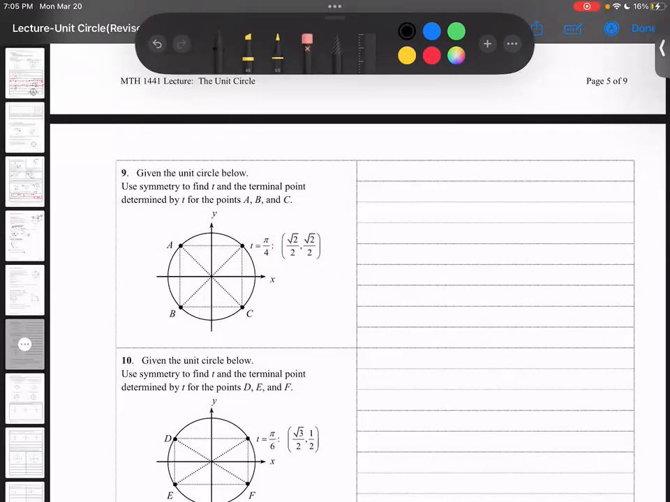Well, let's find t first for each of the points. So basically, if I stop right here, that's t equal pi/4, right? But if I keep going all the way to point B, then how much more distance did I go through?